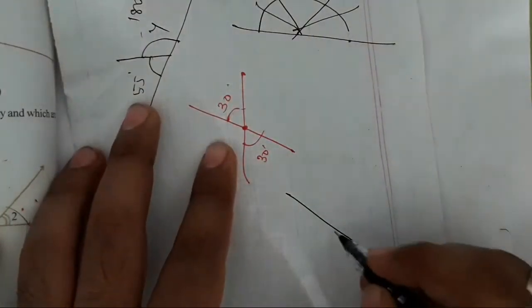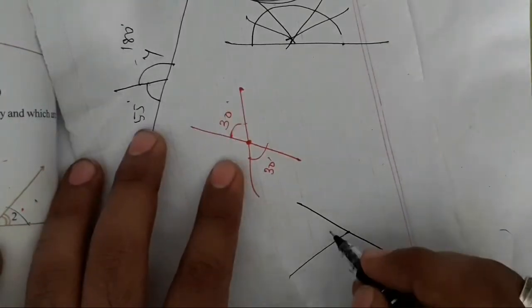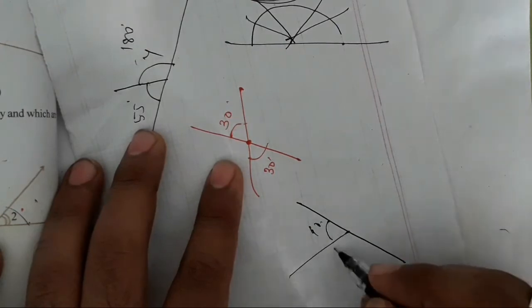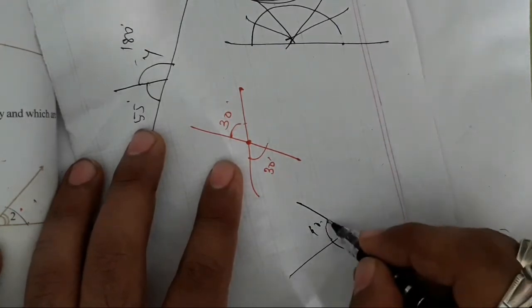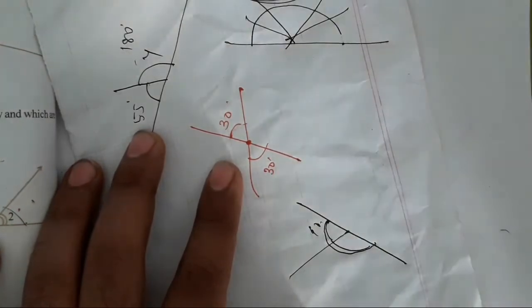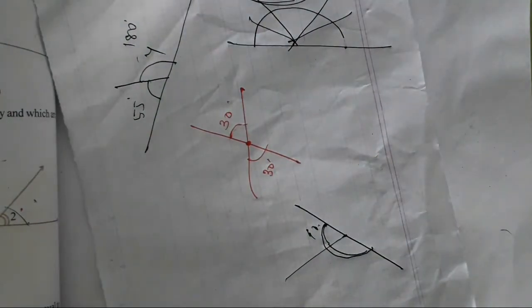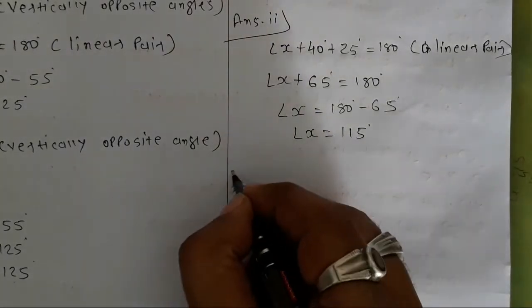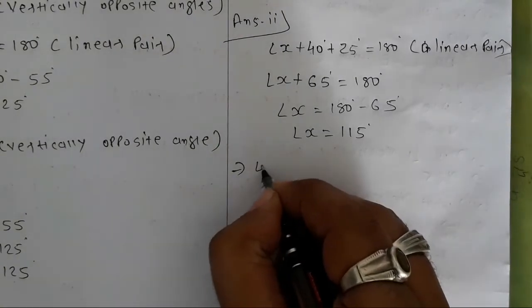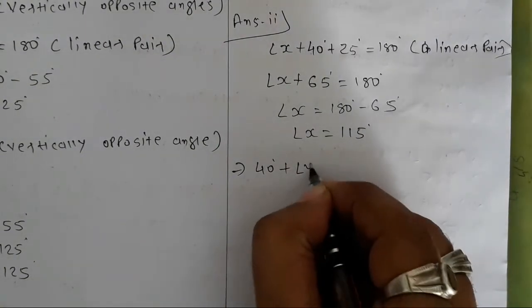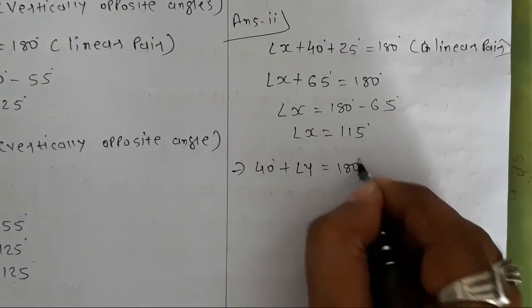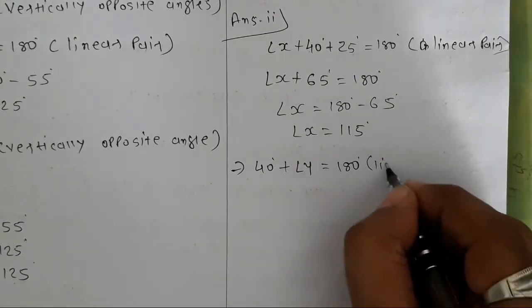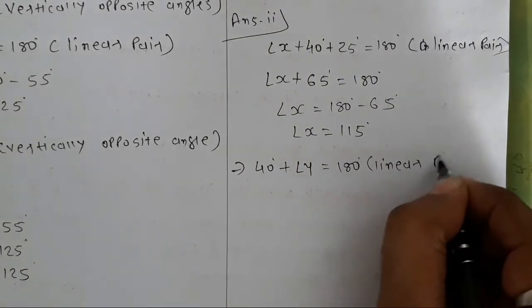This line is there and this one is my 40. So if I have to find the value of this angle y, the summation of all angles on this line will be equal to 180 degrees. So for that, here I may write 40 degrees plus angle y is equal to 180 degrees. In bracket I may write linear pair property.